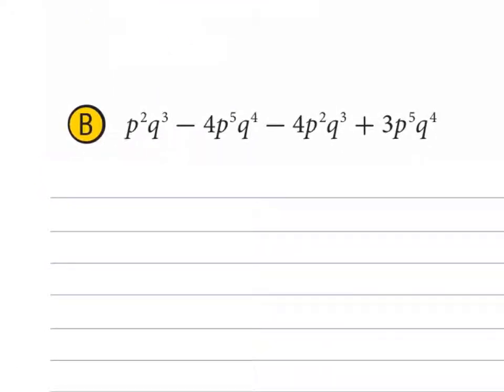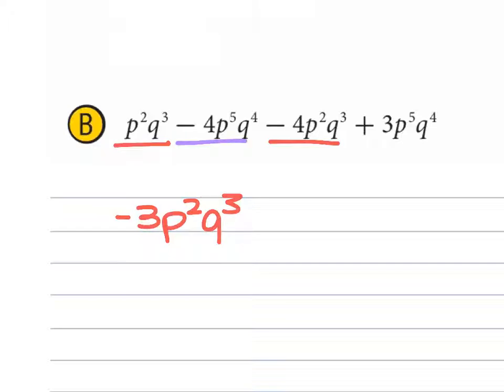For b, we have p squared q cubed, and then we have minus 4 p to the 5th q to the 4th minus 4 p squared q cubed plus 3 p to the 5th q to the 4th. So the p squared q cubed minus 4 p squared q cubed is going to be negative 3p squared q to the 3rd power, and the negative 4p to the 5th q to the 4th plus the 3p to the 5th q to the 4th is just negative 1p to the 5th q to the 4th.